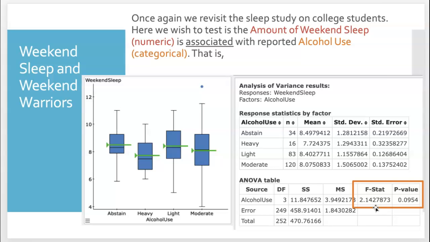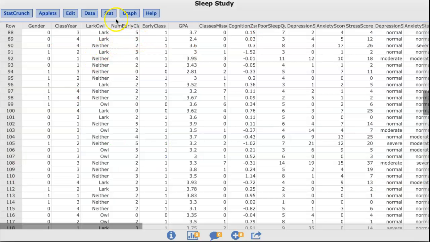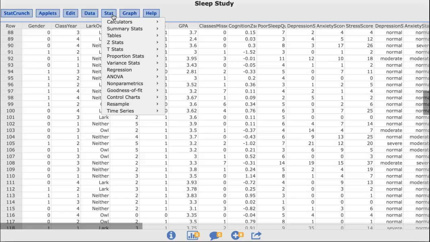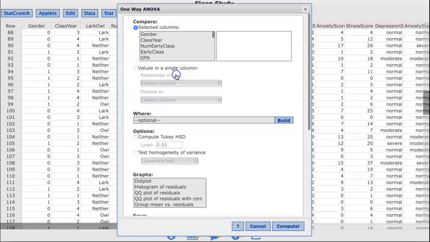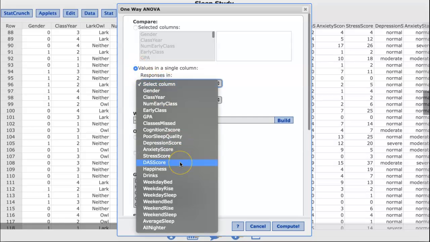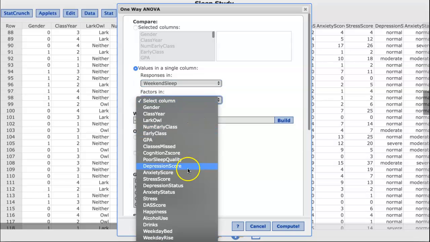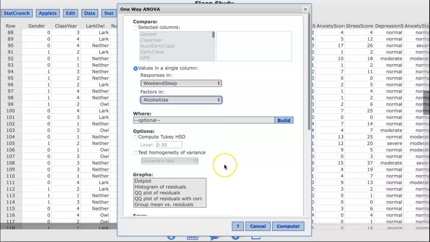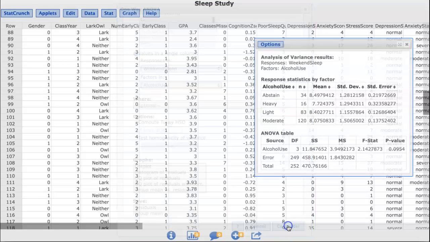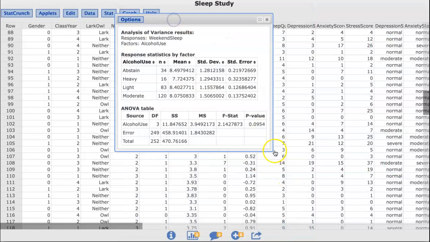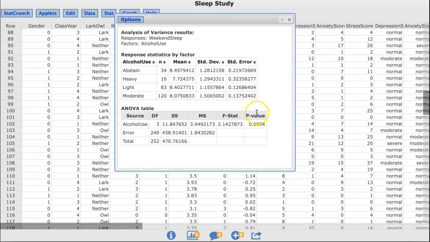But before I do that, let me just show you how I did this in StatCrunch. This is the sleep study data. I went to Stats, then ANOVA, then One Way. Here my response, the numeric variable, is weekend sleep, and my factor, my categorical variable, is alcohol use. If you hit compute, there is the table that we asked for. Exact same thing here.